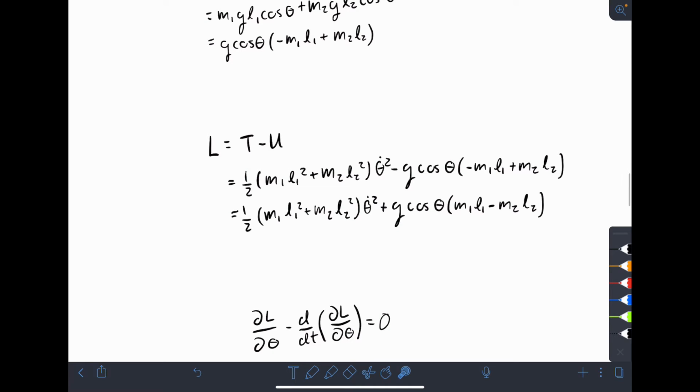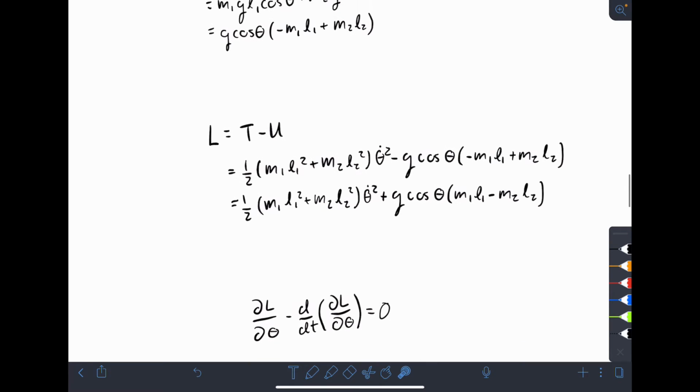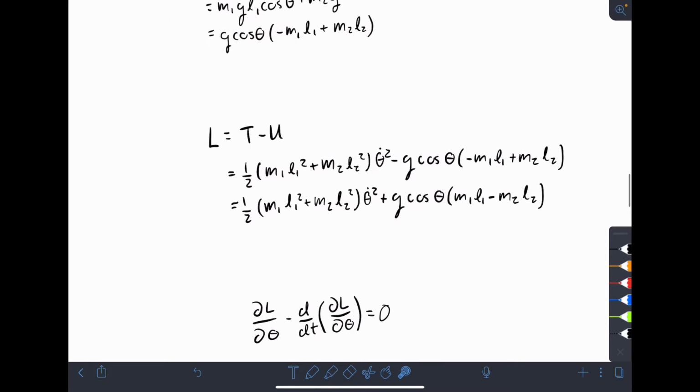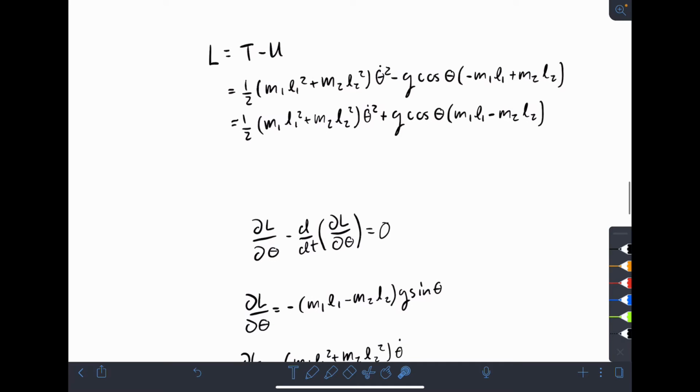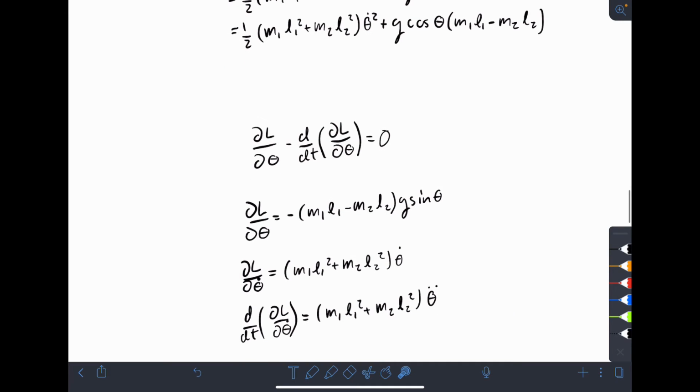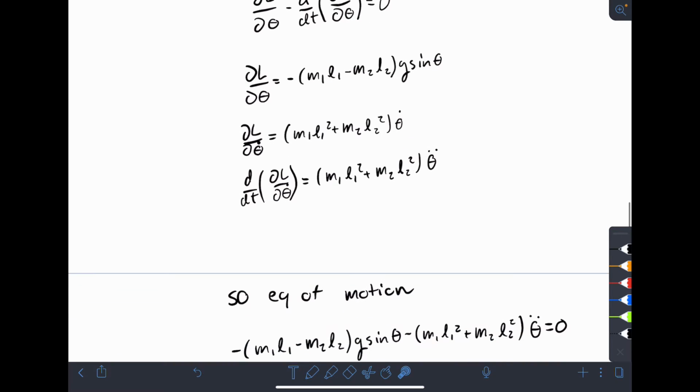So now to solve for the equation of motion, we need to utilize the Euler-Lagrange equation. Since we put our coordinates in terms of theta, the only degree of freedom we have is theta, so this is the only Euler-Lagrange equation required.